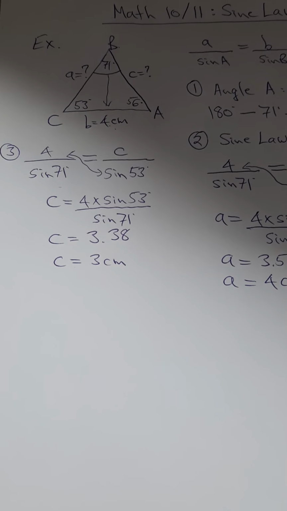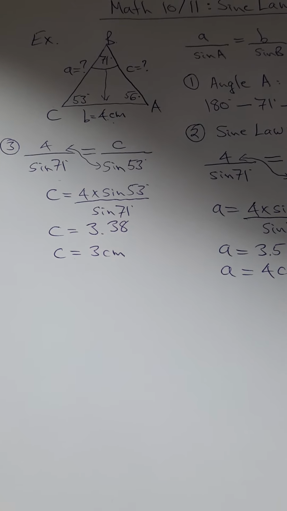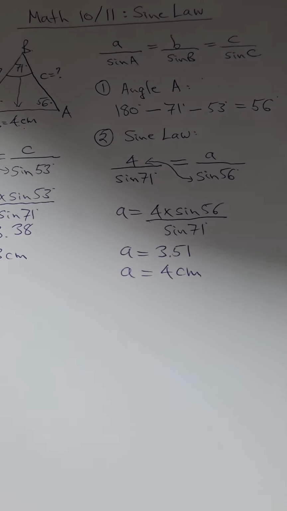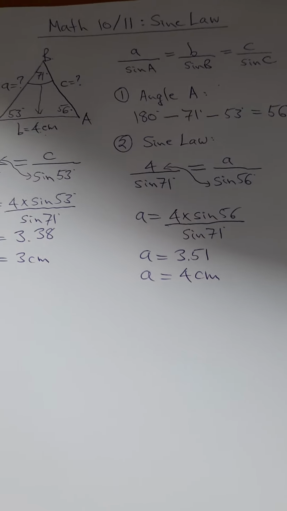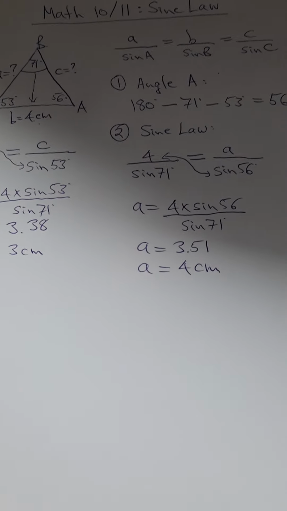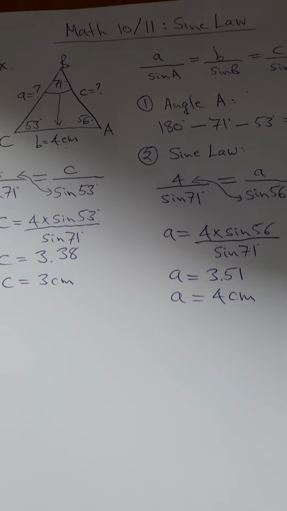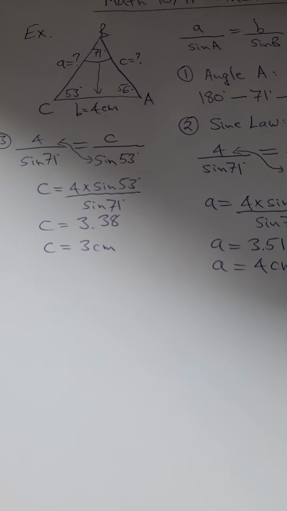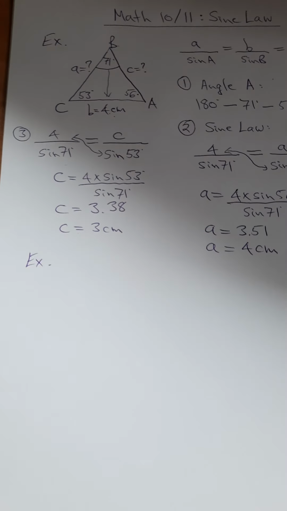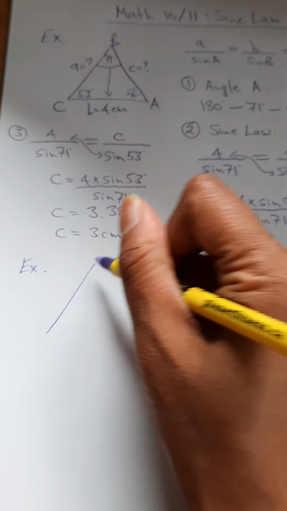So notice again, it's just some simple ratios that we're using here. And then you're just cross multiplying to find the value of your answer. So we're basically dividing it by sine 71 for both of the answers we did here. Are there any questions? Okay, that looks good. Let's try maybe one more example here. Let's go to the next question.